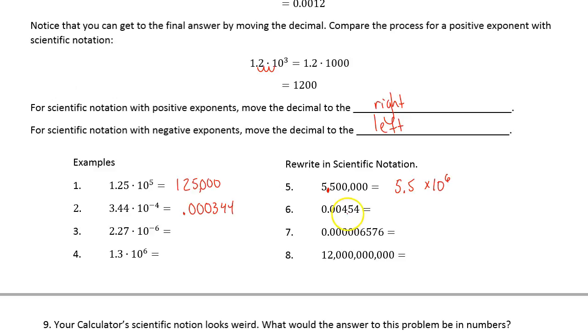So for the next one here, we would have the decimal between the 4 and the 5. So you always have one number to the left of the decimal. One number bigger than 0. So we're going to move this 3 places to the right. So again, since we're dealing with a small number that's less than 1, that means our exponent's got to be negative. So we moved it to the right 3 places, so it's going to be negative 3.